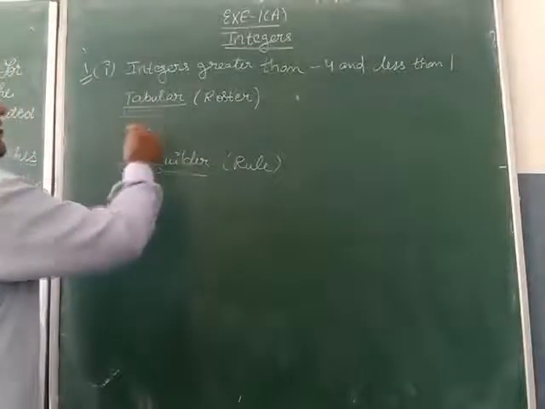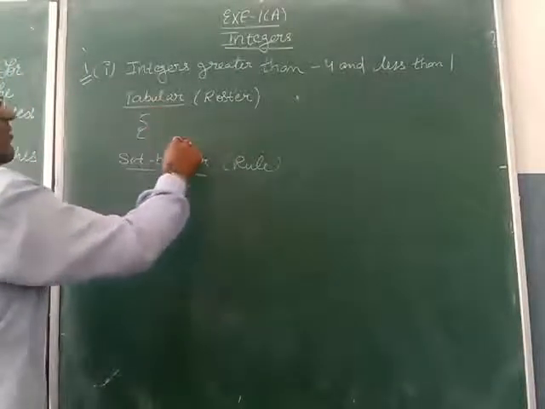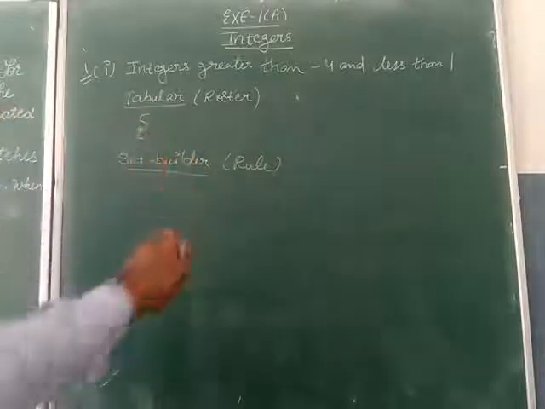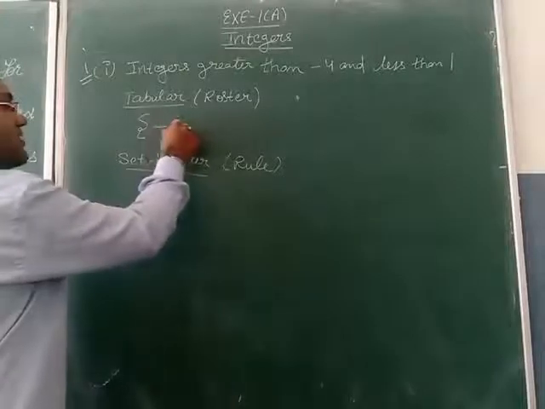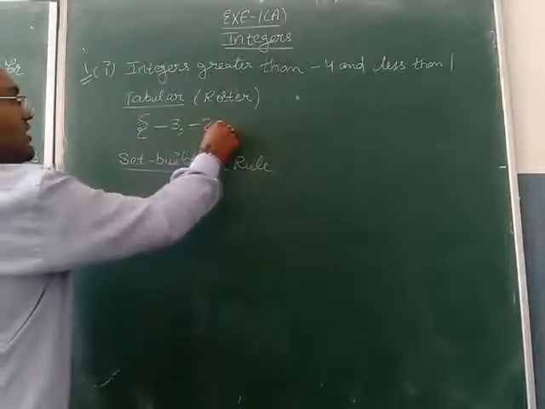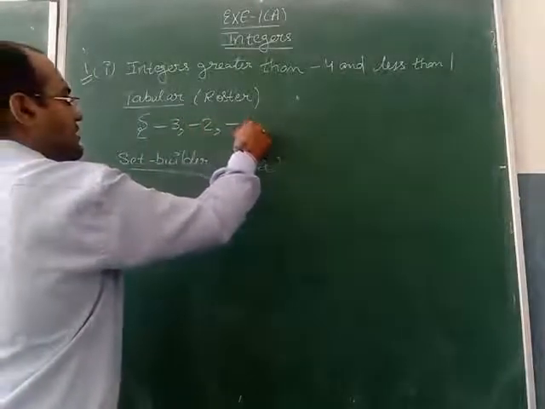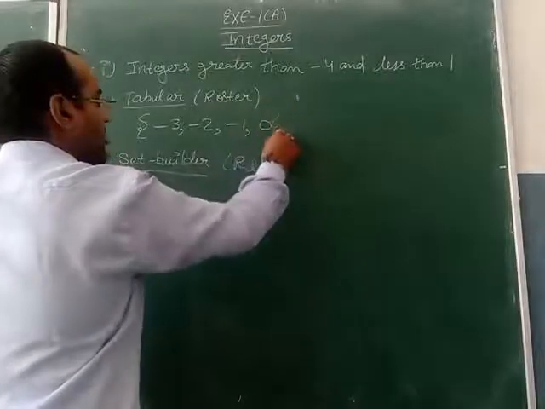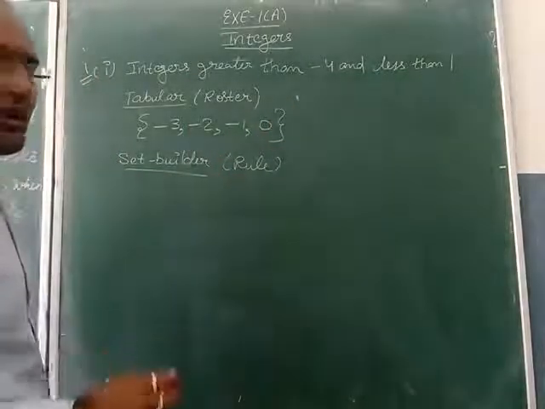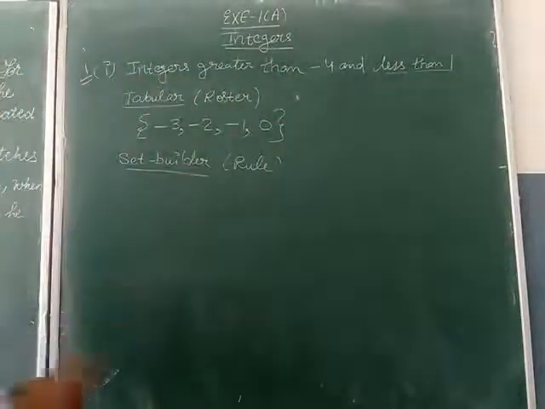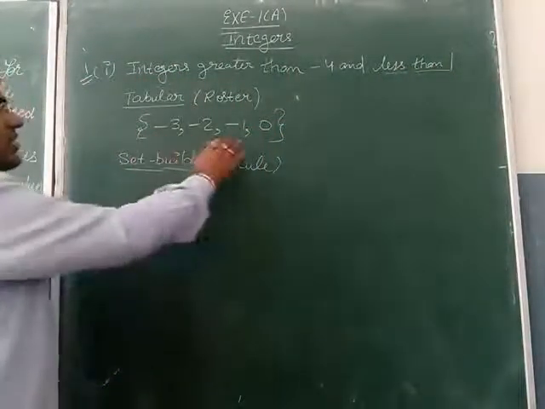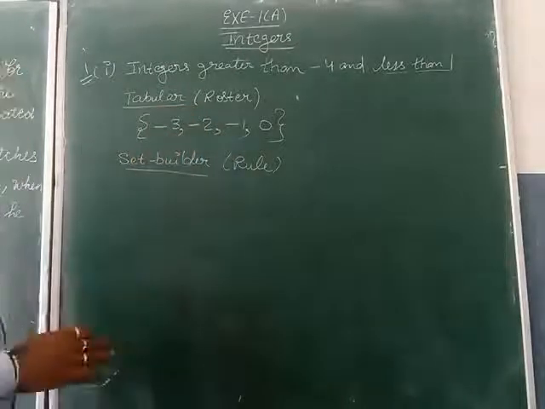So in the tabular form, first of all, we will take a curly bracket. We have to write all the integers which are greater than -4. Greater than -4 is -3. Then -2 is greater, -1, then 0. Now after 0, 1 is coming, we will not take 1 because we have to write less than 1. So these are the integers and we have written them in the tabular form. This is the tabular form.